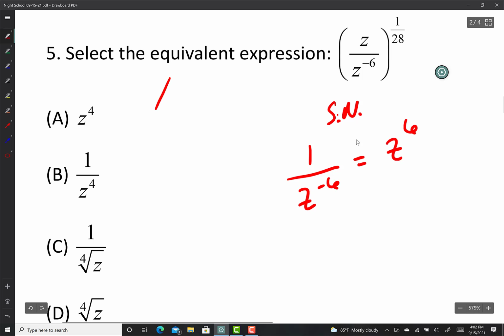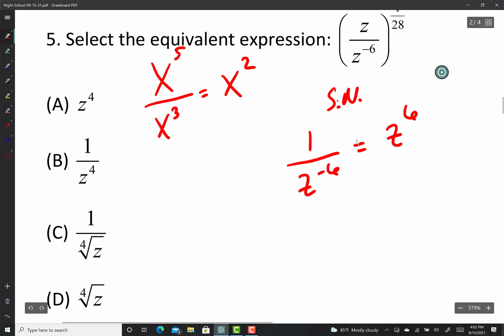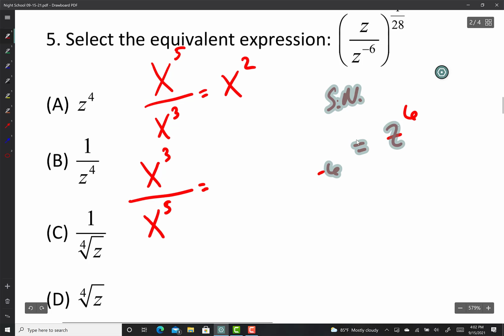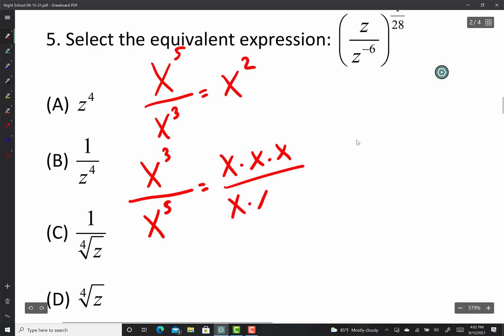So remember what Torres told you guys. If I had x to the 5th over x to the 3rd, wasn't that just x squared? Because you did 5 minus 3, right? So what if I had x to the 3rd over x to the 5th? Let me expand it, guys. X times x times x over x times x times x times x times x. You're going to get 3 of them that are going to cancel out. 1, 2, 3. How many do you have left? 2, but in the bottom, right?